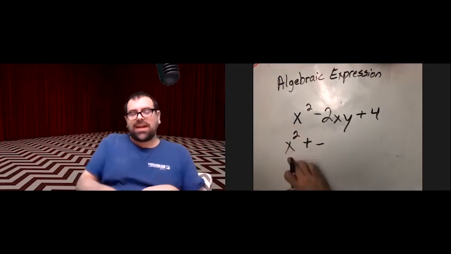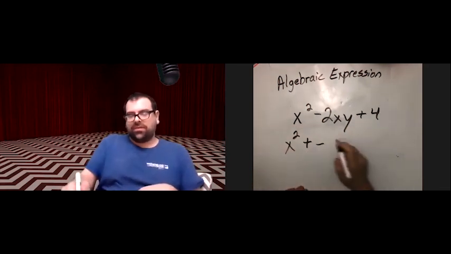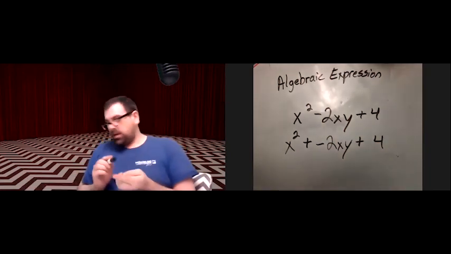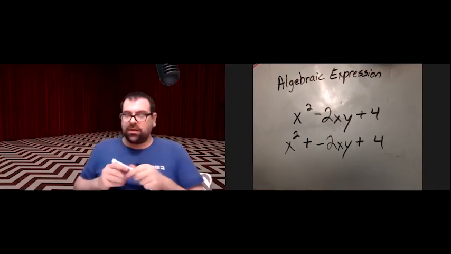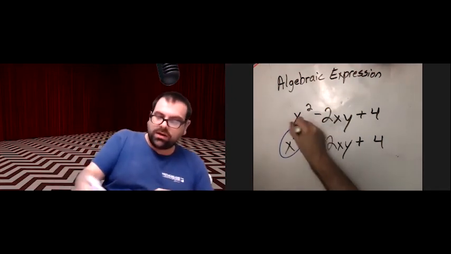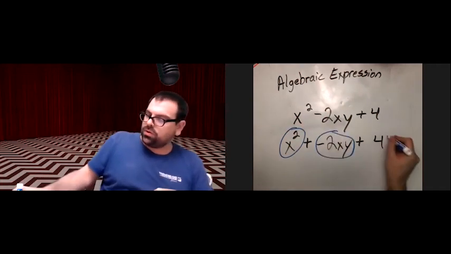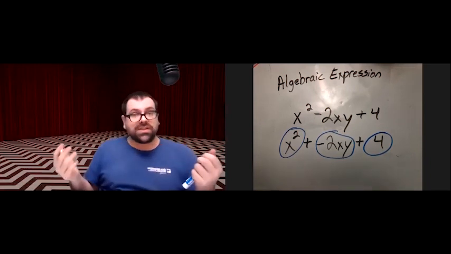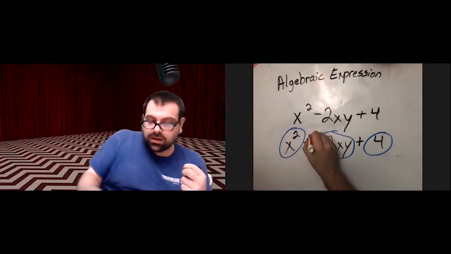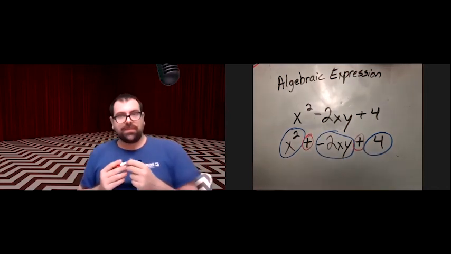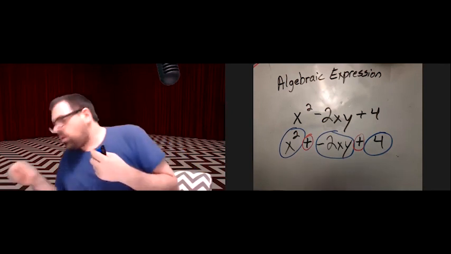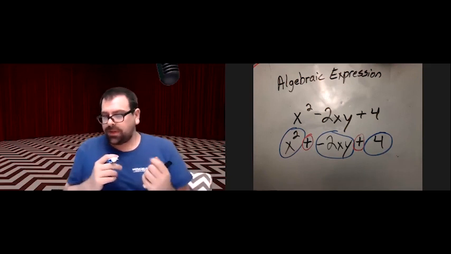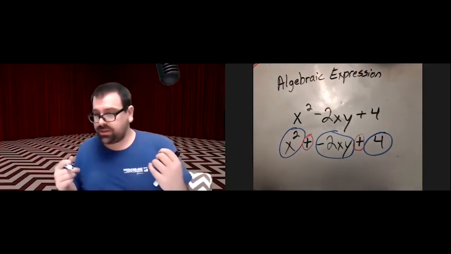So this can also be written x squared plus negative 2xy plus 4. Then you can clearly see 1, 2, 3 terms, all separated by addition. Some other words that we need to know about the different parts of an expression.